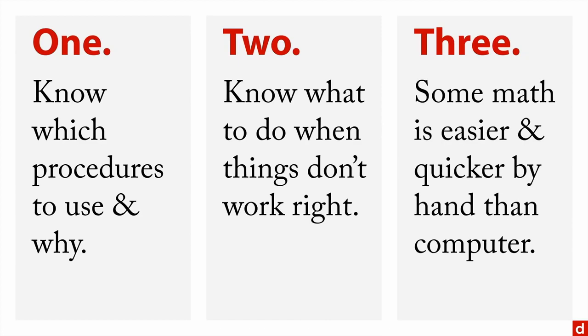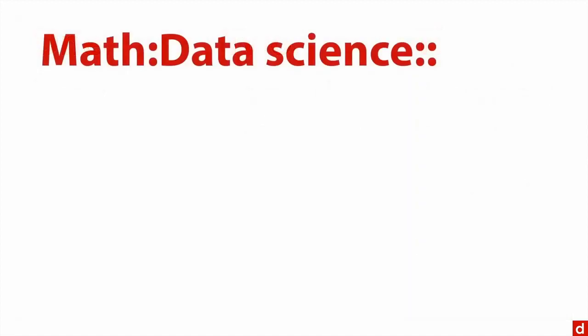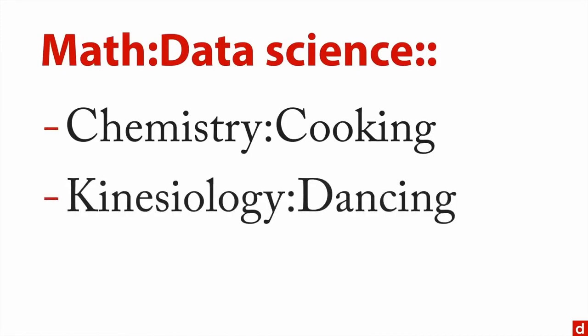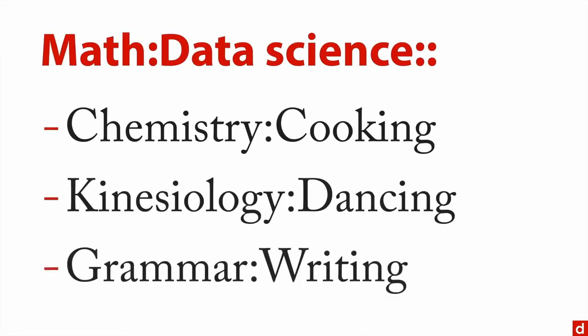Now, fundamentally, there's a nice sort of analogy here. Math is to data science as, for instance, chemistry is to cooking, kinesiology is to dancing, and grammar is to writing. The idea here is that you can be a wonderful cook without knowing any chemistry. But if you know some chemistry, it's going to help. You can be a wonderful dancer without knowing kinesiology, but it's going to help. And you can probably be a good writer without having an explicit knowledge of grammar, but it's going to make a big difference. The same thing is true of data science. You will do it better if you have some of the foundational information.